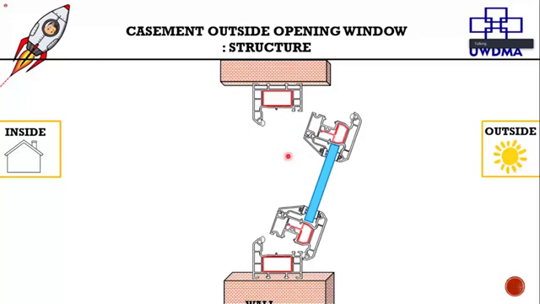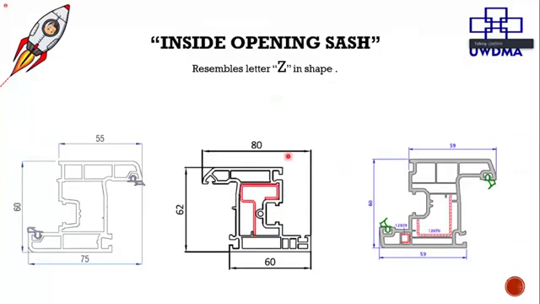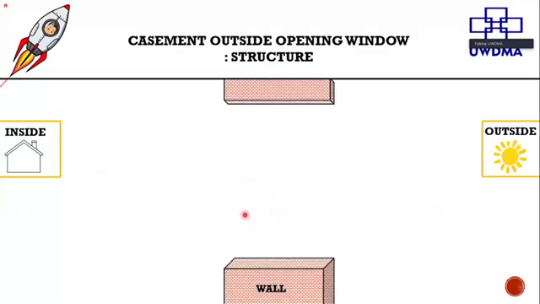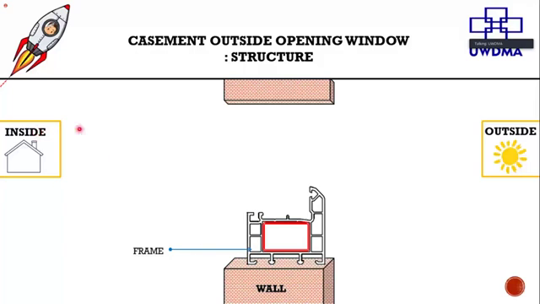Now let's come to the inside opening sash. The inside opening sash resembles capital letter Z. Now let's see the structure. Again, this is the inside, this is the outside. As you can notice, this time we have placed the frame in the opposite way. Now the smaller side is towards the inside because this time the sash is going to open inside. That's why we have placed the frame such that this smaller side of the frame falls inside.